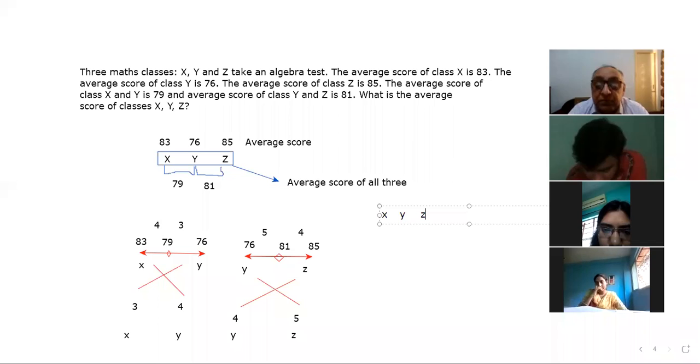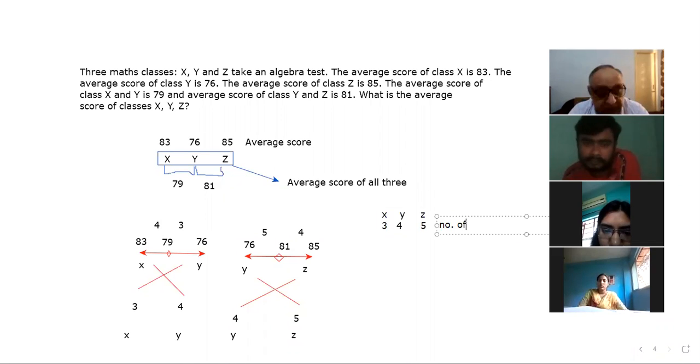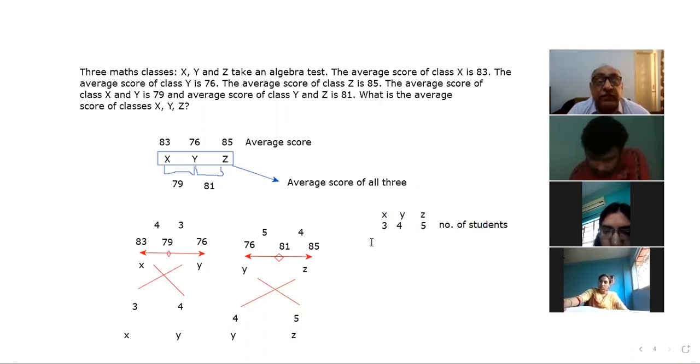X, Y, Z is how much? 3, 4, 5, right? Okay, what is this? This is the number of students in the 3 classes, as we did in the earlier exercise also, right? And the average score of the 3 classes, how much is it? 83, right? And then 76, and then Z 85. Okay, so this is the average score.